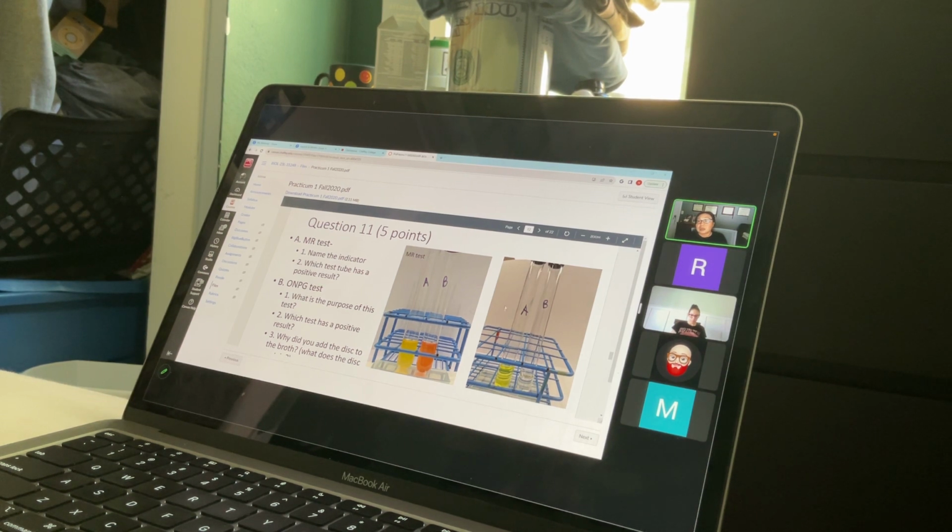And the other tube is the ONPG. I don't have to describe it because the person on the phone left.